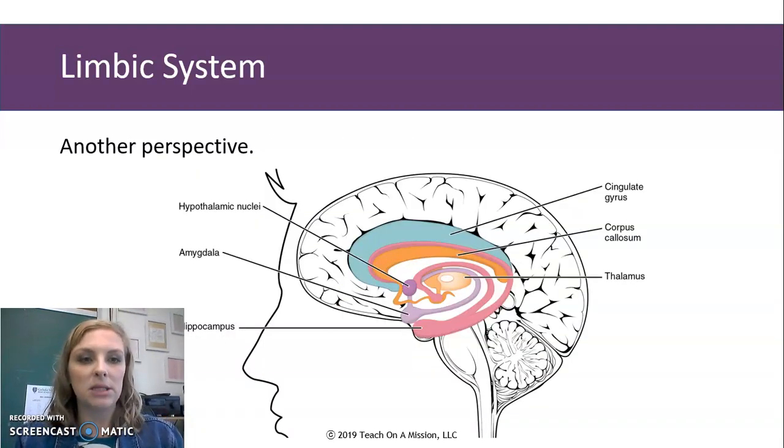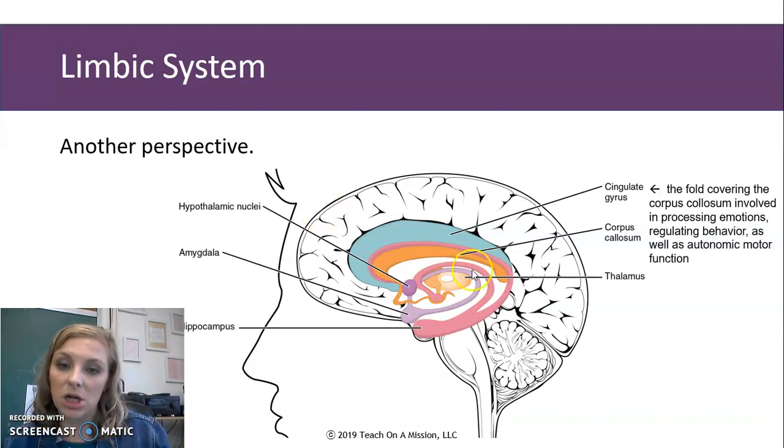So here's another perspective of the limbic system. So we have our hypothalamus here. Remember we said we have the ventromedial hypothalamus as well as the lateral. We have our amygdala down here, which is going to be an almond shape. That is going to control our fear, aggression, and then our hippocampus, which is down here, which is going to be our memory center. And then up here we can see the thalamus. Again, we have just one thalamus, and it's going to control our sensory information.